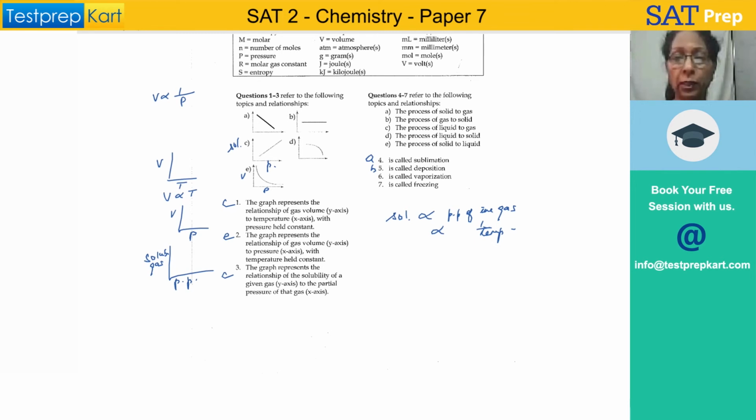Dash is called vaporization. Vaporization is liquid to gas. Liquid to gas is an endothermic process. And if you take the opposite, that is called condensation, and that will be exothermic. So this is endo and this is exo. So dash is called freezing. Freezing is liquid to solid.